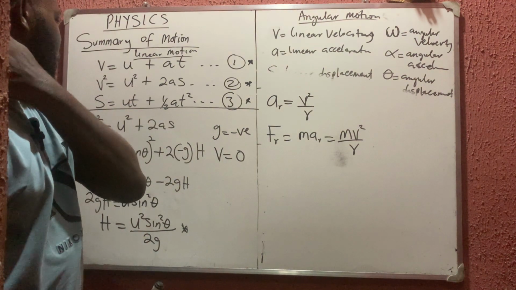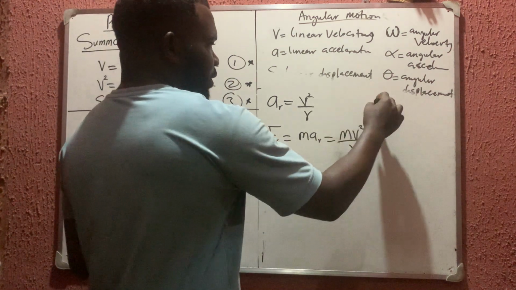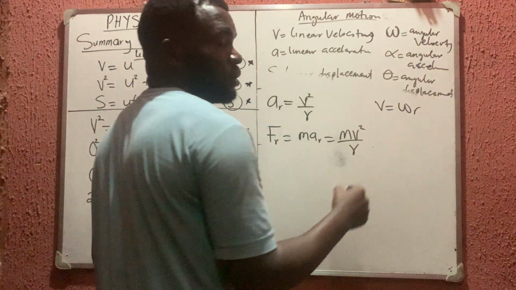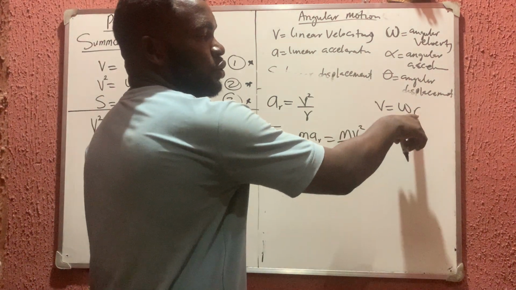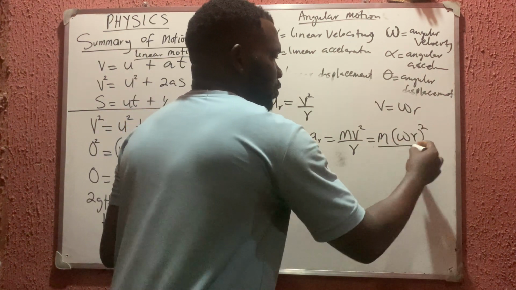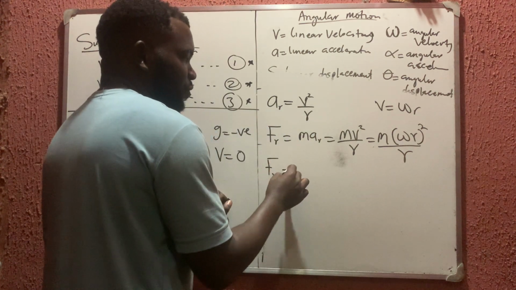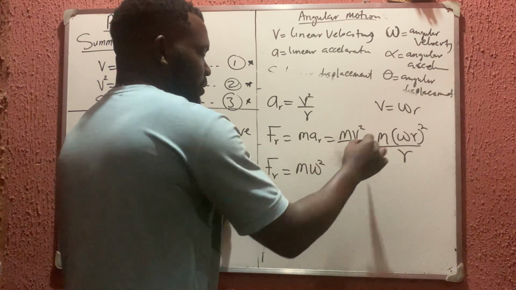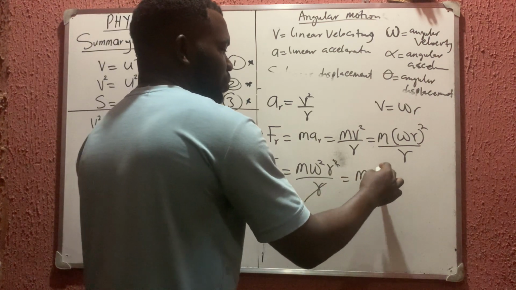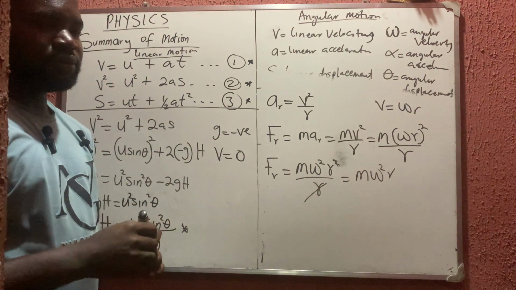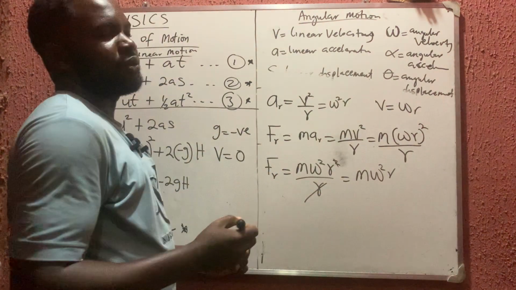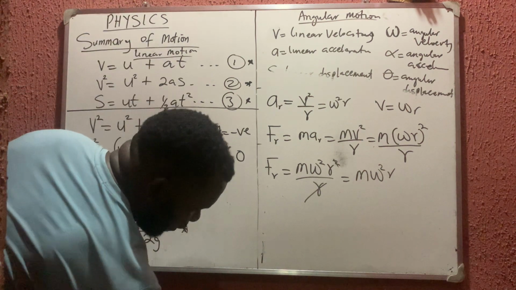Now, don't forget that your v, converting it to omega, because sometimes they can ask you in terms of angle, is omega r. Is it not true? If you want to move from linear to angular, you just multiply by r. So if you substitute here, I'm going to have m times omega r all squared over another r. My centripetal force will now be m omega squared r squared over r. This will cancel one of the r, so I'm going to have m omega squared r. So for centripetal acceleration, it's going to be omega squared r. That is that.